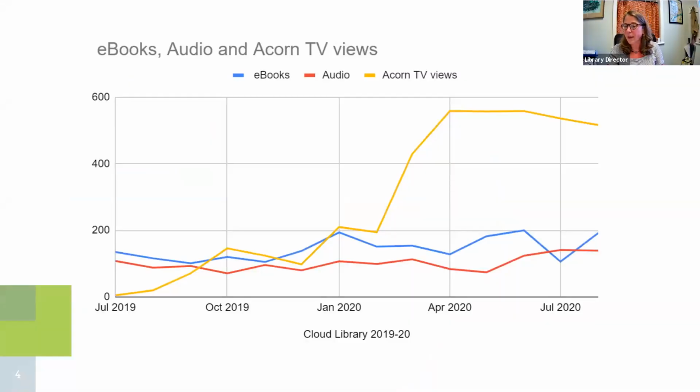So here's our chart for the past year of our online services, or just a few of them. You can see that ebooks and audiobooks have pretty much remained steady, but you can see that yellow line of Acorn TV. People were streaming like mad when they didn't have access to library materials. I think the use of Netflix and Amazon has gone up as well.